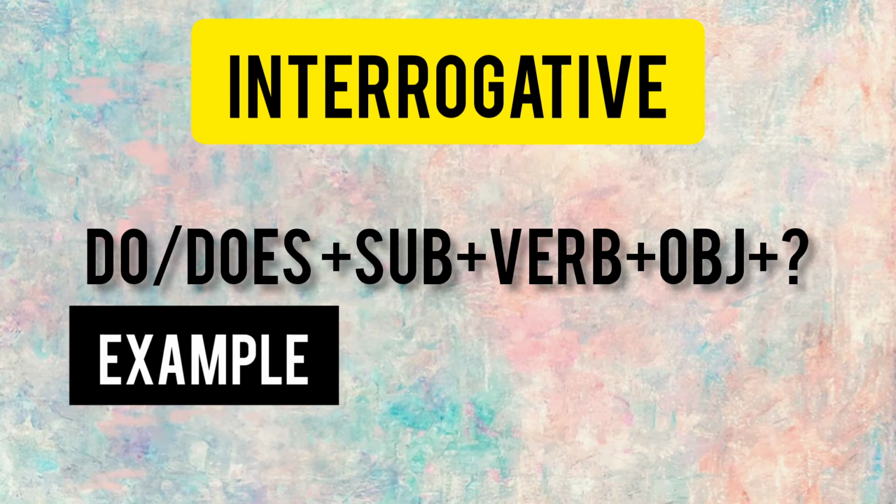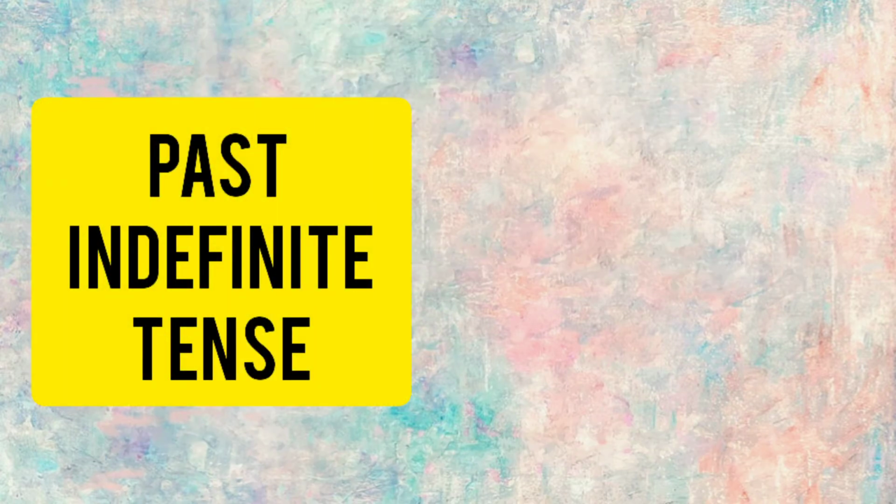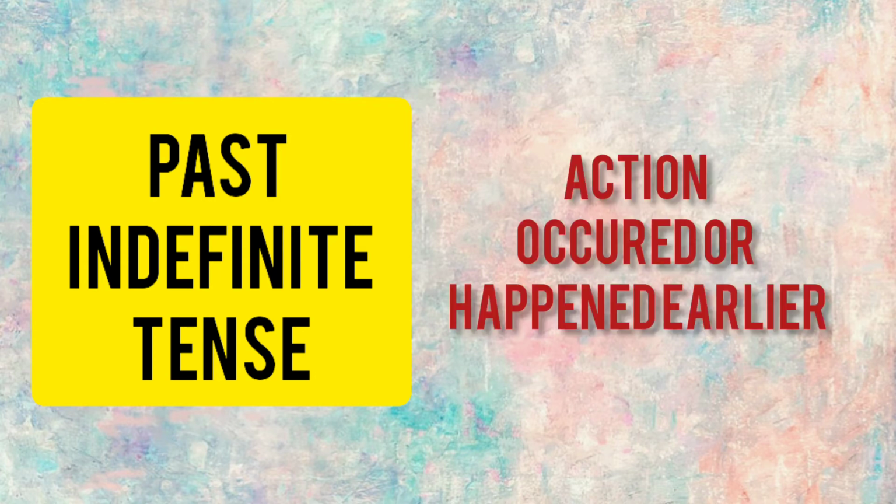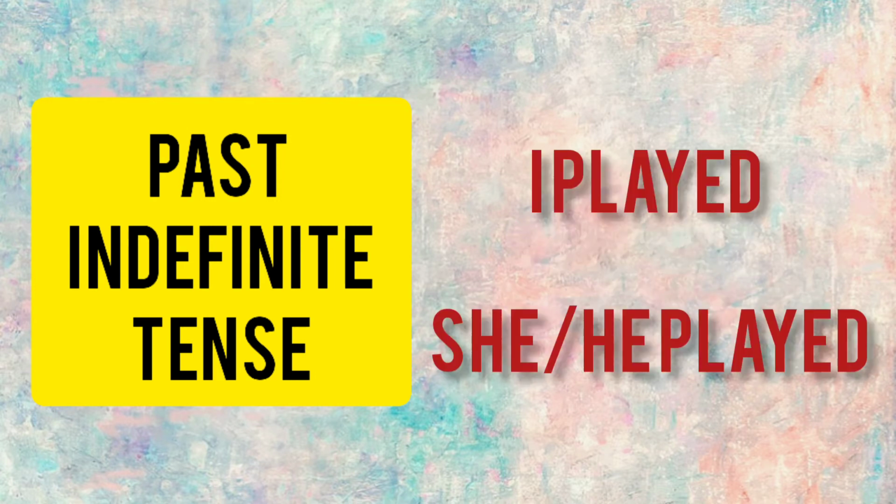The next tense of the indefinite tenses is past indefinite tense. The simple past tense is used to describe an action or event or condition that occurred in the past. It simply defines or describes an action which had happened in the past. So for example, I played, मैं खेला था या खेली थी. She played, वो खेलती थी या खेलता था.